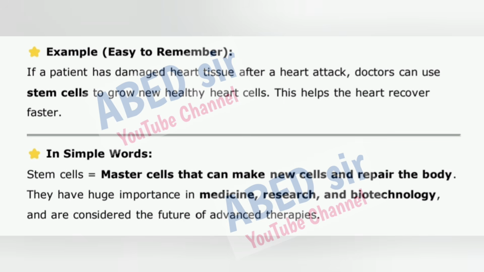Example, easy to remember. If a patient has damaged heart tissue after a heart attack, doctors can use stem cells to grow new healthy heart cells. This helps the heart recover faster. In simple words, stem cells are equal to master cells that can make new cells and repair the body. They have huge importance in medicine, research, and biotechnology, and are considered the future of advanced therapies.